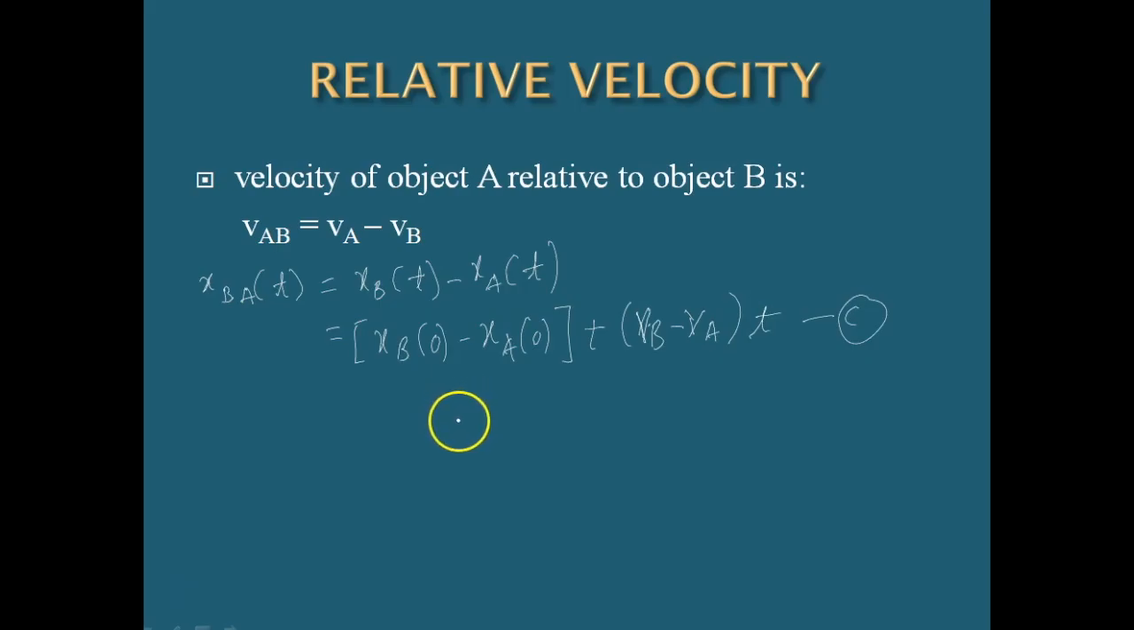So this equation is easily interpreted. It tells us, as seen from object A, object B has a velocity Vb minus Va, because the displacement from A to B changes steadily by the amount VB minus VA in each unit of time. So we say that the velocity of object B relative to object A is VB minus VA. Similarly, the velocity of object A relative to object B is given as VA minus VB.